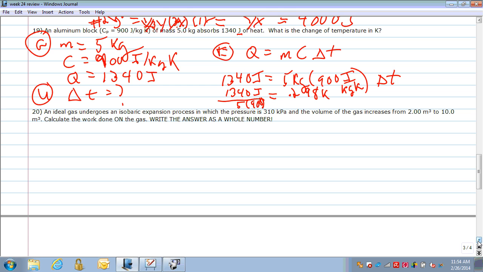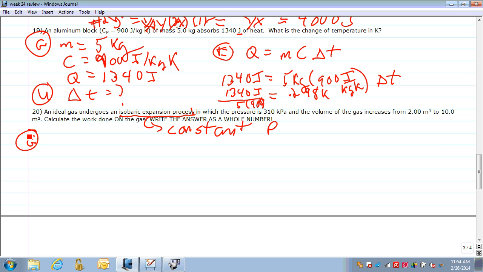The next one looks like a very difficult problem, but it isn't. Let's read it. It sounds difficult. It's got all kinds of technical jargon. An ideal gas undergoes an isobaric expansion process. So what is an isobaric expansion process? Another one you can tell your mom and impress her. What does that mean? It's done under constant what? Constant what, guys? Pressure. Thank you. Capital P.